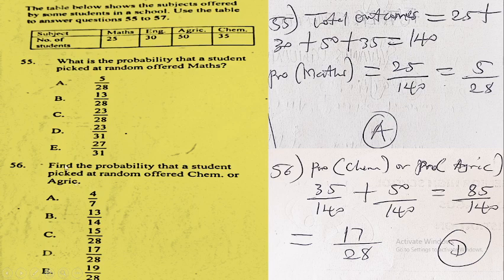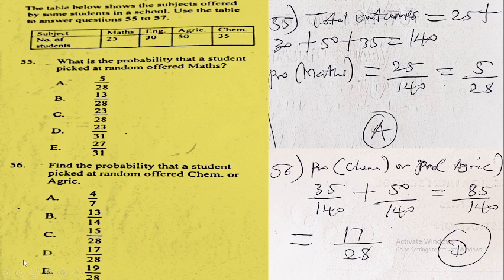Question number 56 is: find the probability that the student picked at random offers chemistry or Agric. So you find the probability of chemistry plus probability of Agric. The probability of chemistry is 35 out of 140 plus the probability of Agric is 50 out of 140. Then we have 85 over 140, and if you divide both by 5, we have 17 over 28, and option D is the correct option in that question.